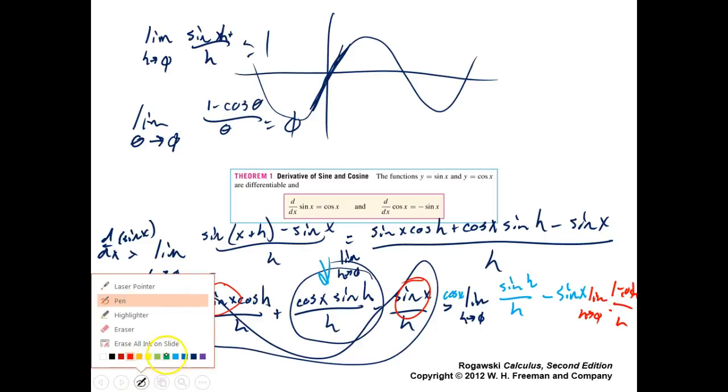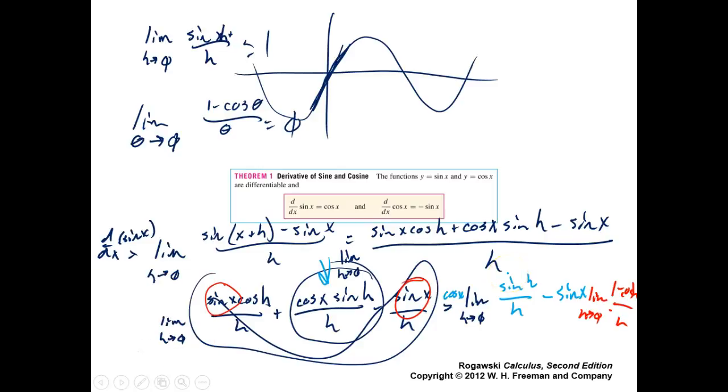Isn't it though? Yes. I did not realize that you could pull out the cosine x if there's no h dependence. The h is the only thing approaching 0. So this goes to 1, and that goes to 0. So what are you left with? Cosine x. So the derivative of sine x is cosine x. Okay? And you could go back and do the same thing for the derivative of cosine x. It's not going to be that bad. You want to go on and do it? Sure. Just for fun. It's so much fun, huh?